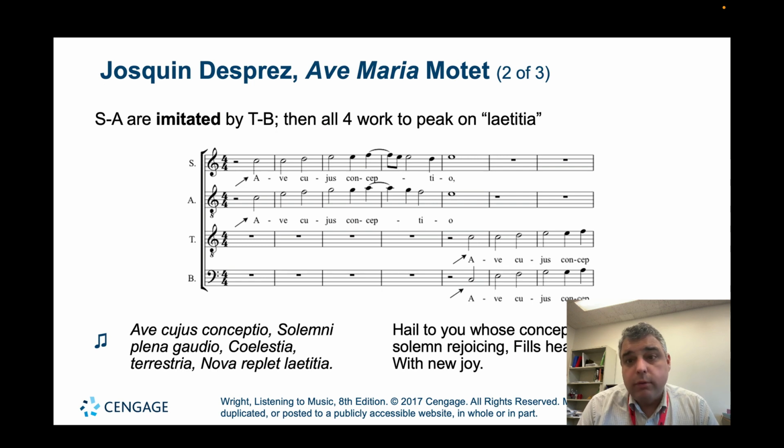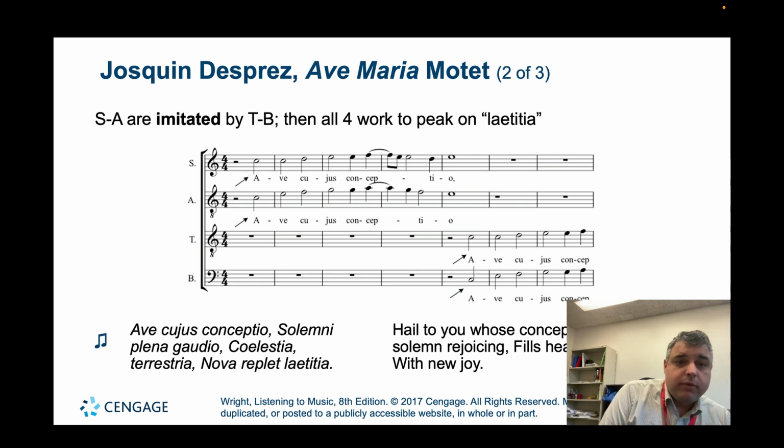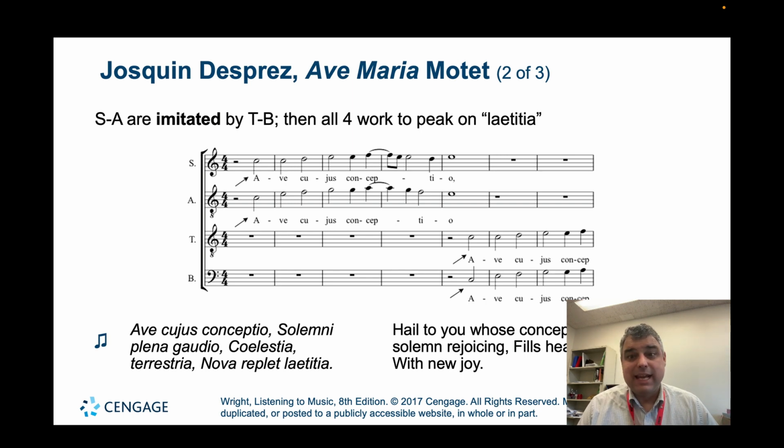Josquin, Ave Maria, continued. So, continuing talking about the motet. Another way that Josquin adds dynamic elements to the motet is he'll have duets sparse throughout the motet. So in this example, we can see the soprano and alto are singing this duet, okay? And then it's imitated by the bass and tenor right afterwards, okay?